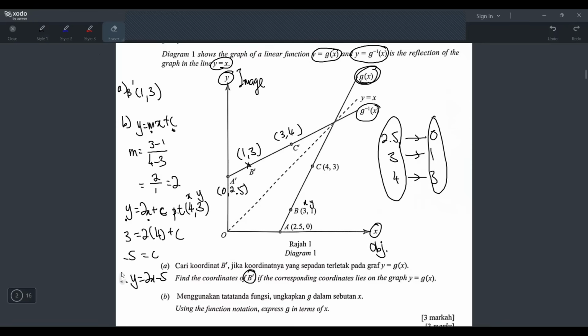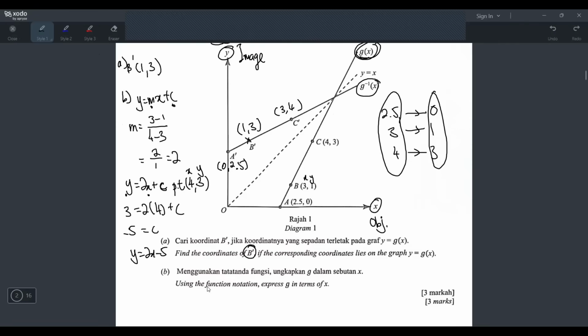But that is the equation of a straight line, right? But the question asks us to express function g. So I'm going to change my y to g(x) now, all right? Because actually it's the same thing. y and g(x) are the same thing, but I recommend writing g(x) because that's what the question wants. And then equals 2x minus 5. And that's the answer. This is the answer, right?